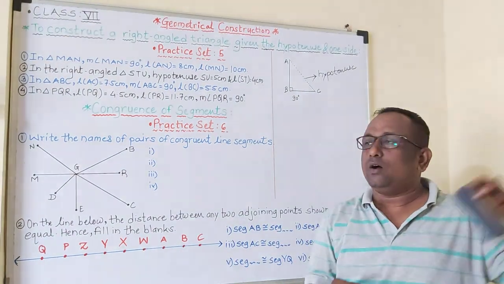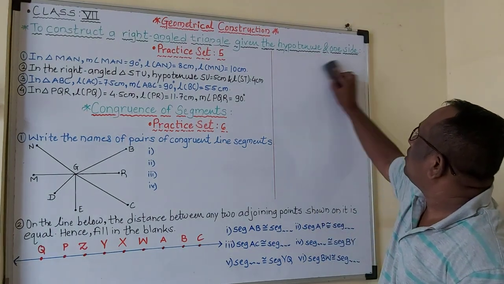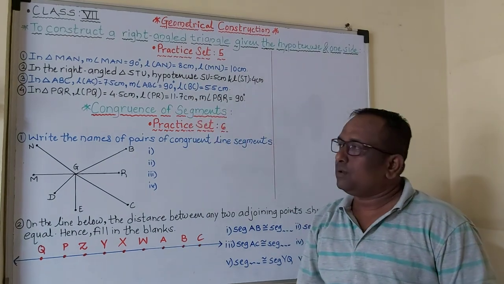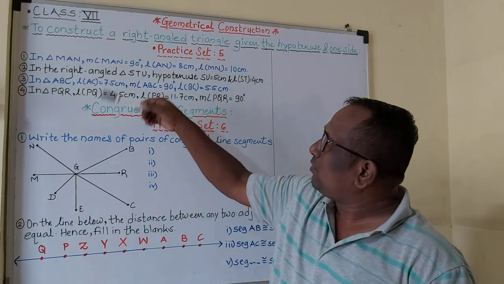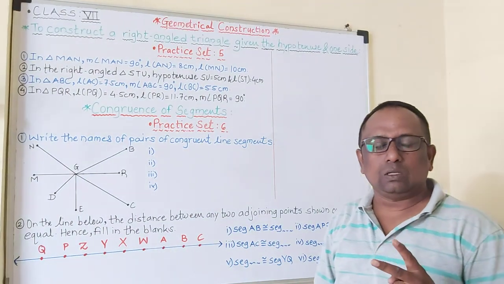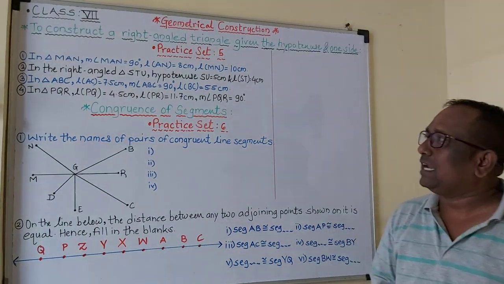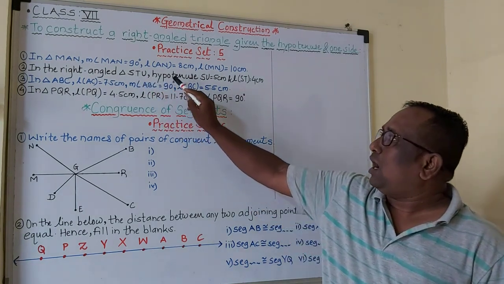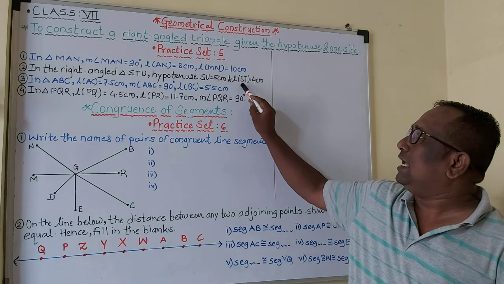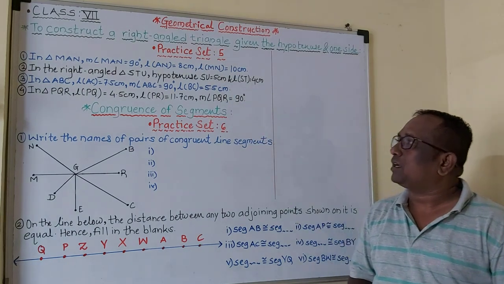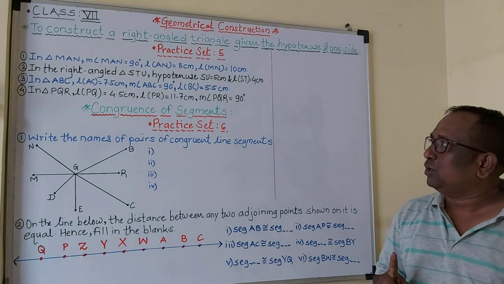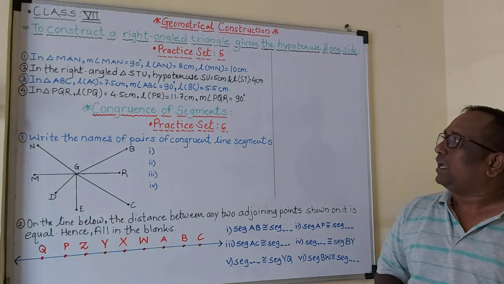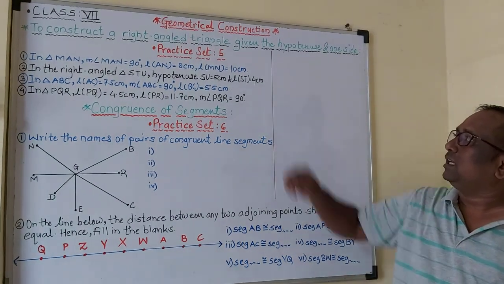Okay, now here we have 4 examples. Now we will solve 1, 2, 3, 4. Second example: in the right angle triangle STU, hypotenuse SU is 5 centimeter and length ST is 4 centimeter. See, hypotenuse SU is given, and you know hypotenuse means the side opposite to the right angle. Then length ST, so it is a baseline.